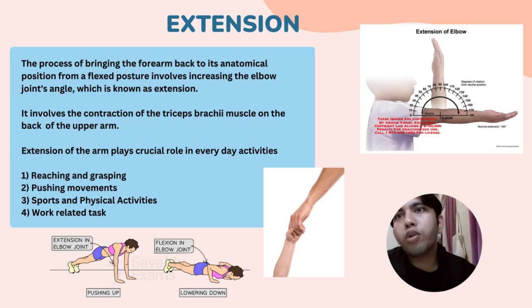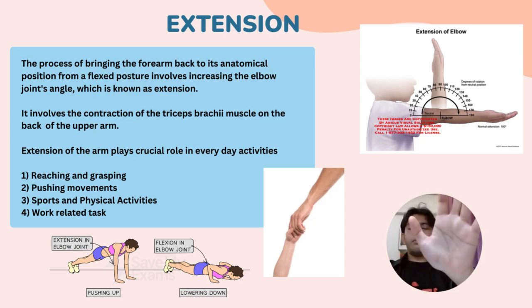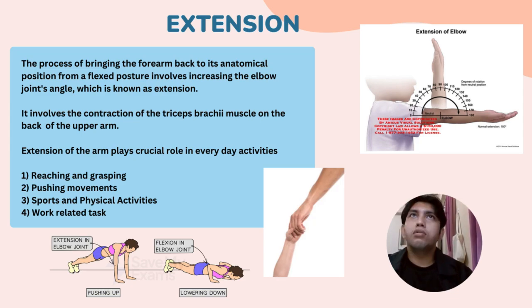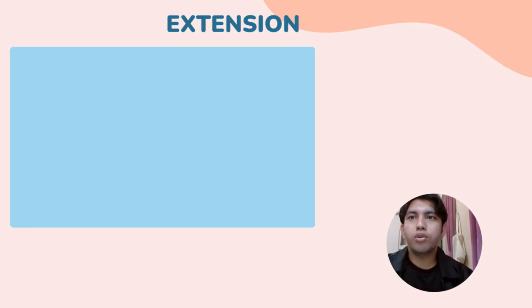The next one is sport and physical activities. As you guys know, in almost every sport we need to extend our arm. For example, if you play badminton, when you want to smash, you need to extend your elbow to smash. The next one is work-related tasks. For example, when we want to move some object in our workplace, we need to extend our elbow.